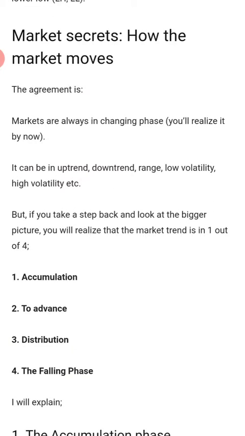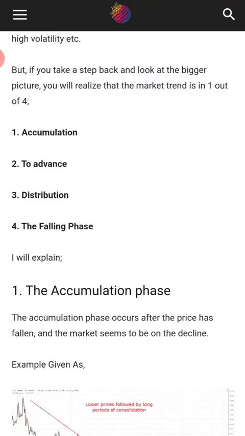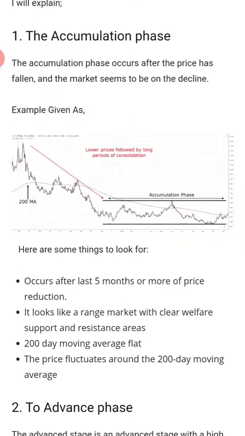Market secrets. How the market moves. The argument is that markets are always in a changing phase. You will realize it by now. It can be an uptrend, downtrend, range, low volatility, or high volatility. But if you take a step back and look at the bigger picture, you will realize the market trend is in one out of four phases: accumulation, advance, distribution, and decline. I will explain.